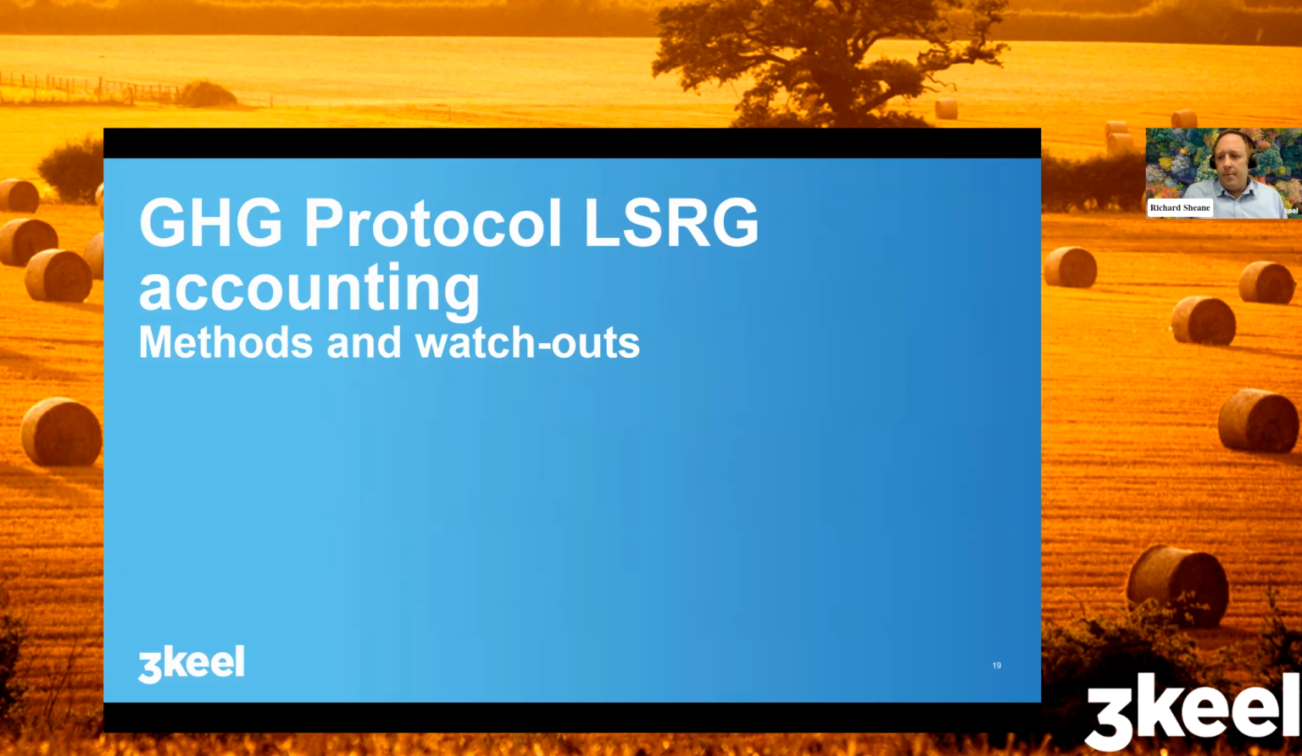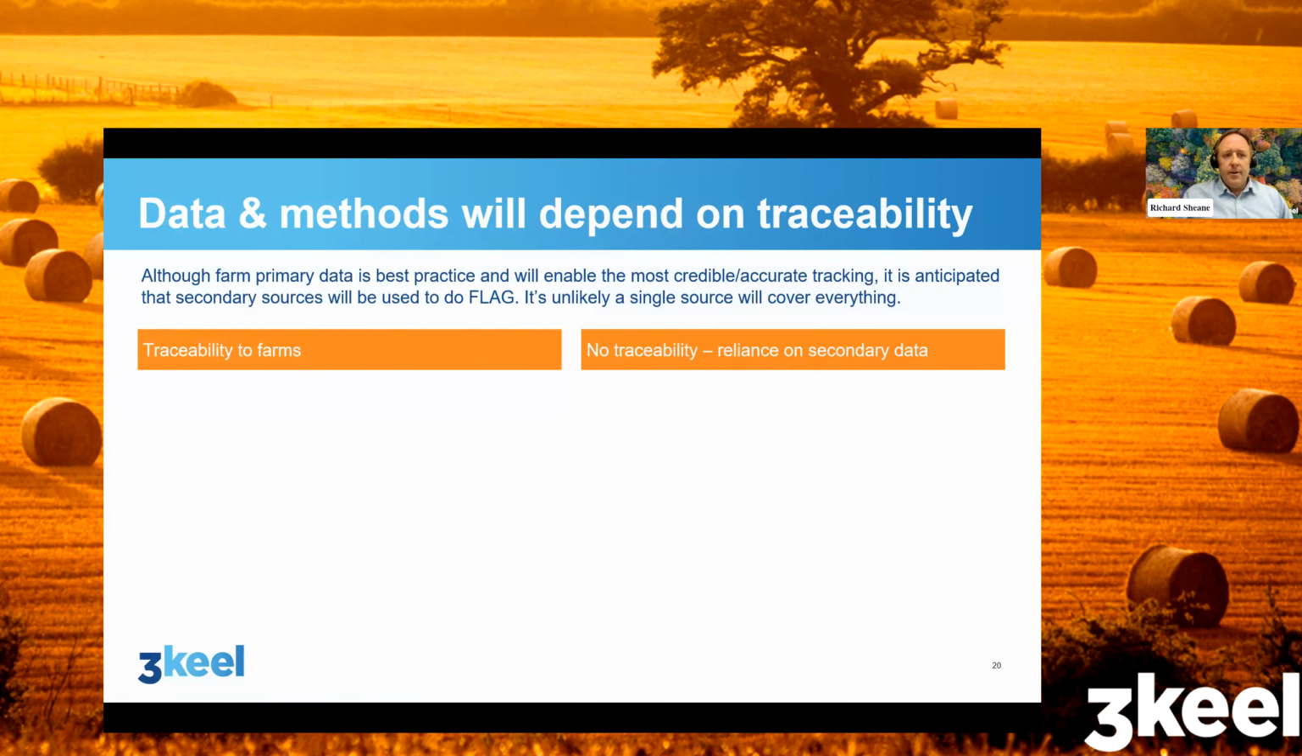So now we're going to go into the slightly longer section on accounting and reporting for the land sector. Practically speaking, your approach here is going to depend a little bit on the nature of your business and your supply chain. So, do you have traceability to farms, either directly or through suppliers? Can primary data be collected from farms, or is there limited traceability, at least in the short term, and so you will still be relying on secondary data?